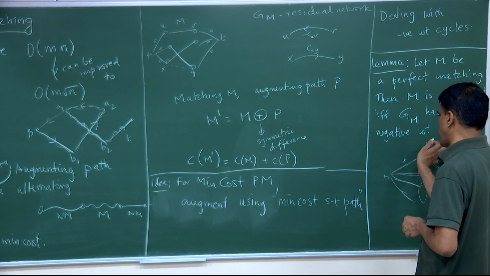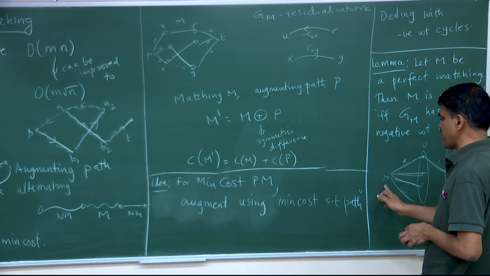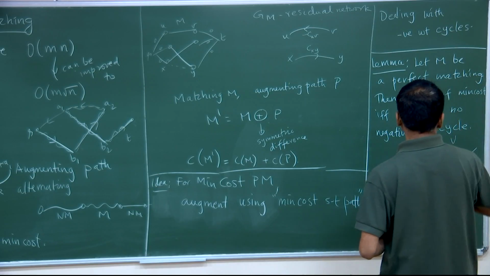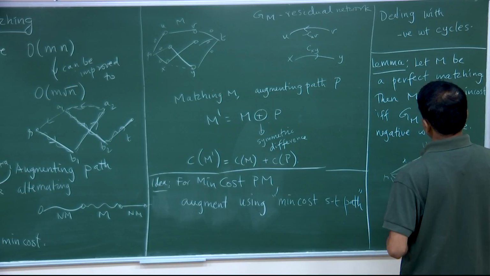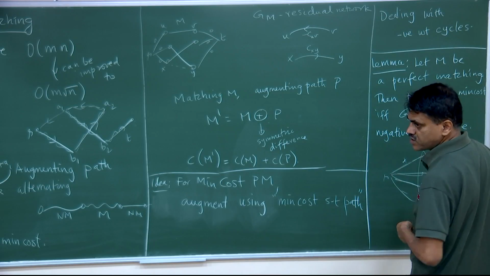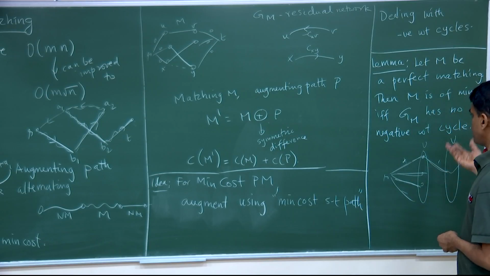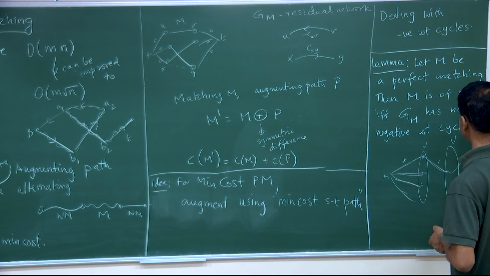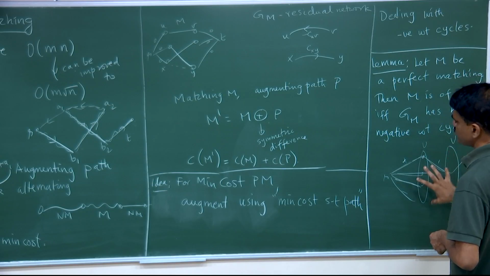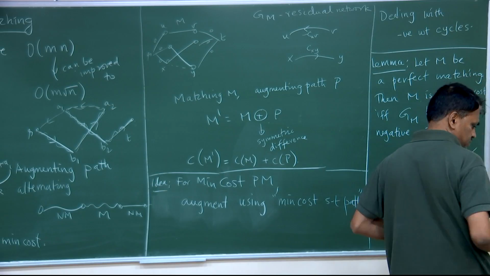So there won't be any outgoing edge from S in the residual network at all to find the path. But what I'm saying is, you can't augment the number of edges, but maybe you can still decrease the cost. You've got a perfect matching, but somehow you can decrease the cost. And what we are saying is you can decrease the cost if there is a negative weight cycle, and otherwise you've reached minimum weight matching.